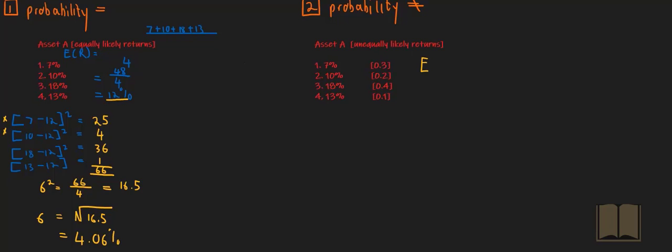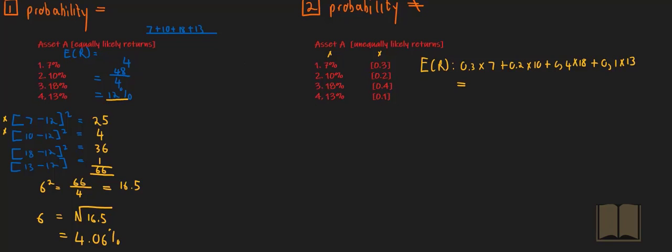Let's move over to the second scenario, where it's exactly the same, the only difference being that the returns are not equally likely to occur. So we work out the expected return as follows. It's the probability of occurrence of each return multiplied by that associated return. So it's 0.3 multiplied by 7% plus 0.2 multiplied by 10% plus 0.4 multiplied by the 18% return plus 0.1 multiplied by the 13% return.